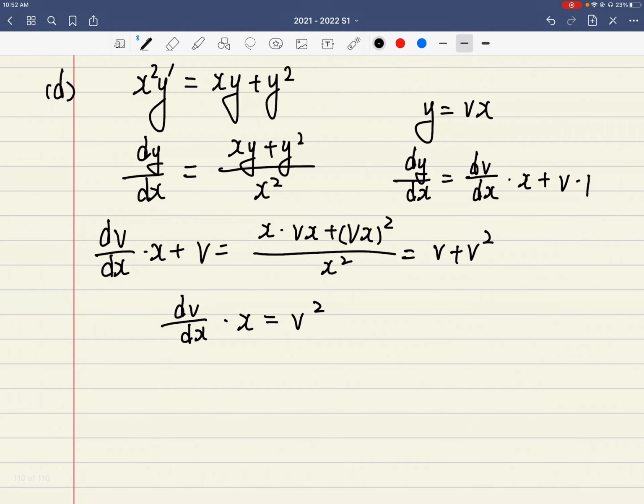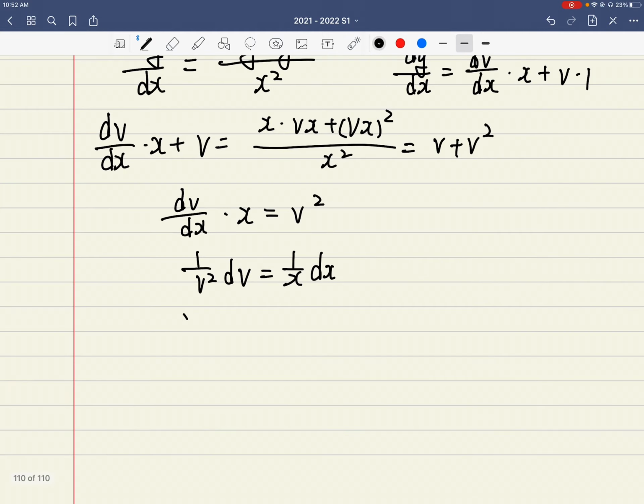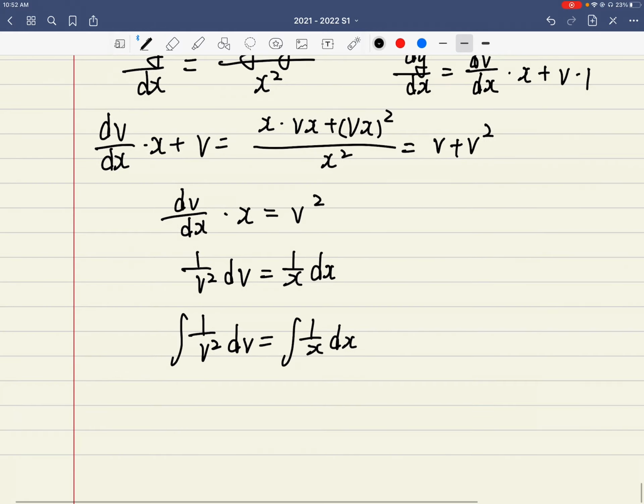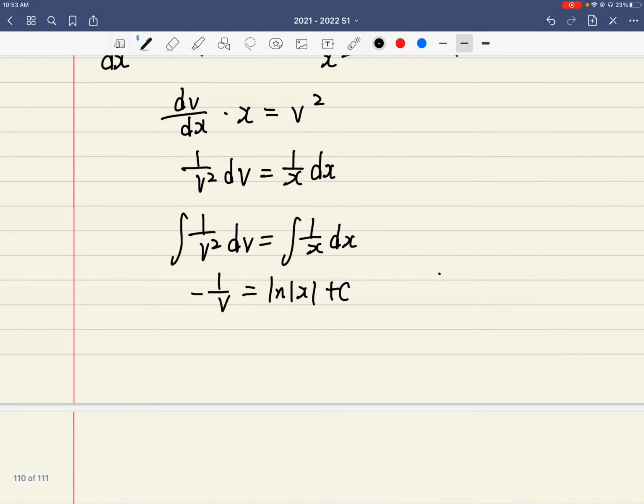Then now it's a separable ODE. Move everything about v to the left-hand side, move everything about x to the right-hand side, and integrate. Just do the integration. Here it's negative 1 over v. Here it's ln absolute value of x plus c. And v is y over x, just sub it back. So here it's negative x over y is equal to ln x plus c.